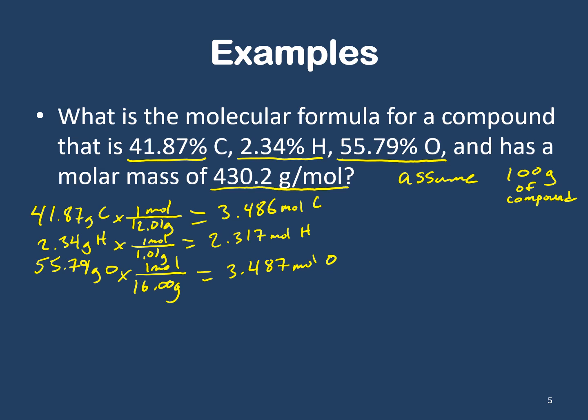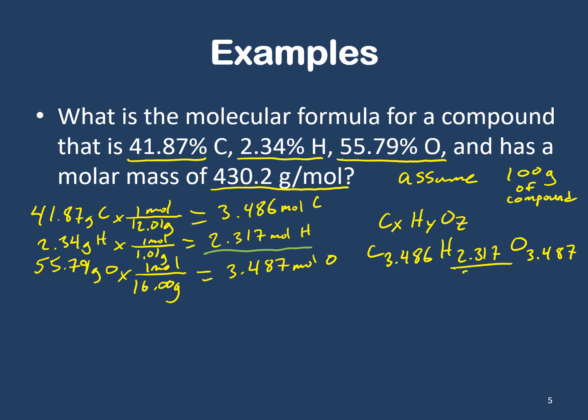All right. Now that we have these moles, we need to determine which one is the smallest number. And in this case, as we can hopefully tell, it's hydrogen. So I'm going to plug these into my formula, CxHyOz. And we're going to get carbon is 3.486, hydrogen is 2.317, oxygen is 3.487. We're going to divide all these by 2.317. And this will get me this result.